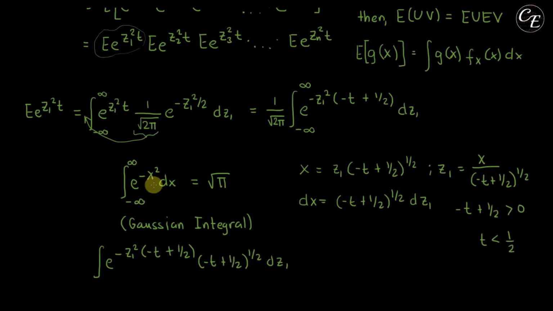Then in here, when x is negative infinity, negative infinity over this constant with this condition is negative infinity. And then when x is positive infinity, positive infinity over this constant with this condition is also positive infinity. So we have here positive infinity. And then this one is the same with this one, so its value is square root of pi. And then we can move this constant outside of this integral, and the remaining terms in here are the same with this one.